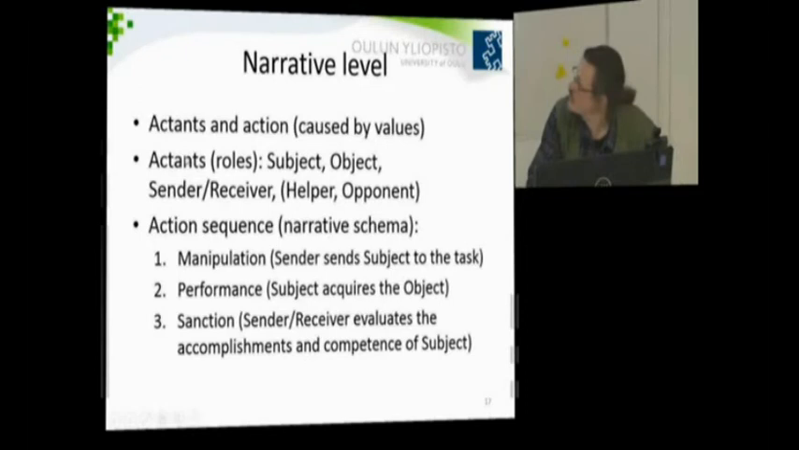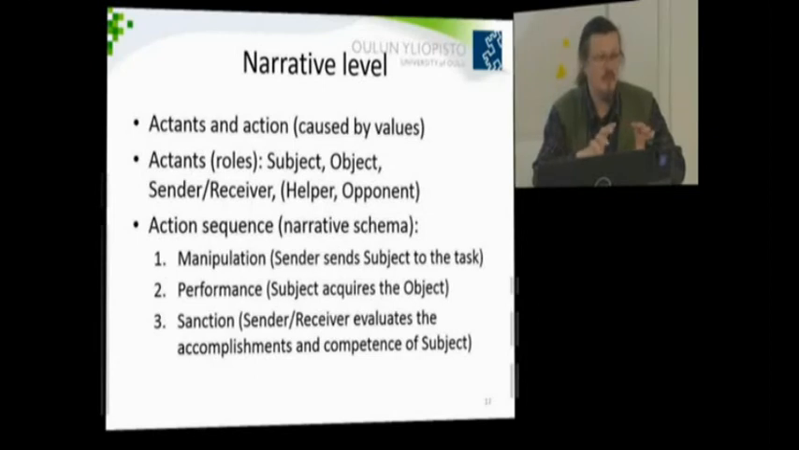In principle, there is one subject and one object in a discourse in this narrative level, but in the discursive level there can be many actors which are in different actantial roles. And the action, the most important and most well-known action sequence or narrative schema is the so-called trajectory of subject, which consists of 3 phases or 3 tests.